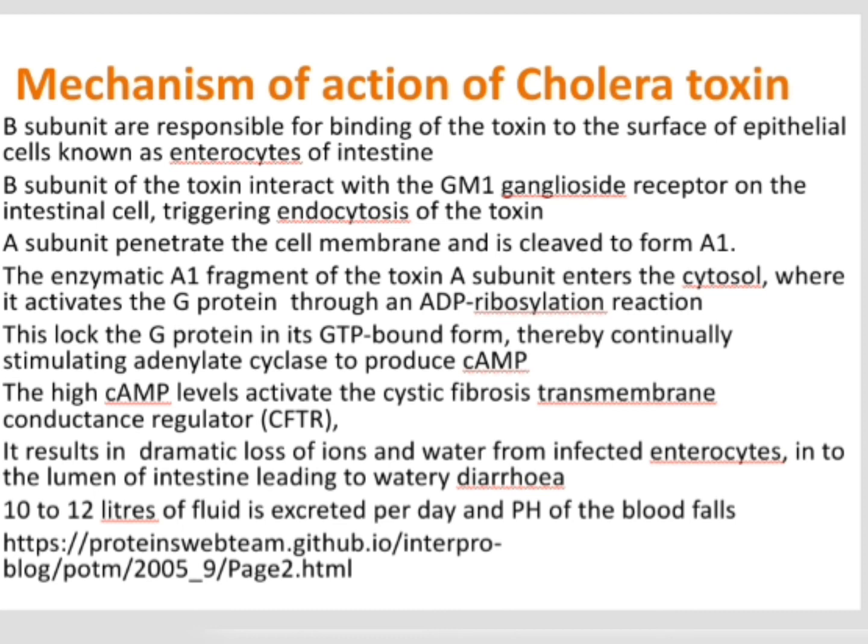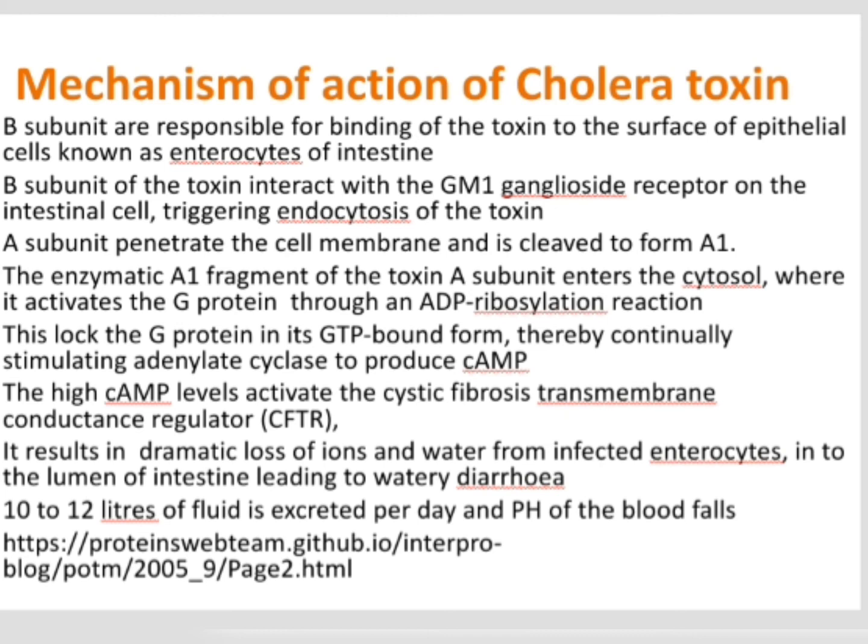So only the A subunit will penetrate into the cell membrane, and when the A subunit penetrates into the intestinal cell, it is cleaved to form an A1 fragment. A1 is the activated form of the A subunit. The enzymatic A1 fragment of the toxin A subunit enters into the cytosol, where it activates the G protein.